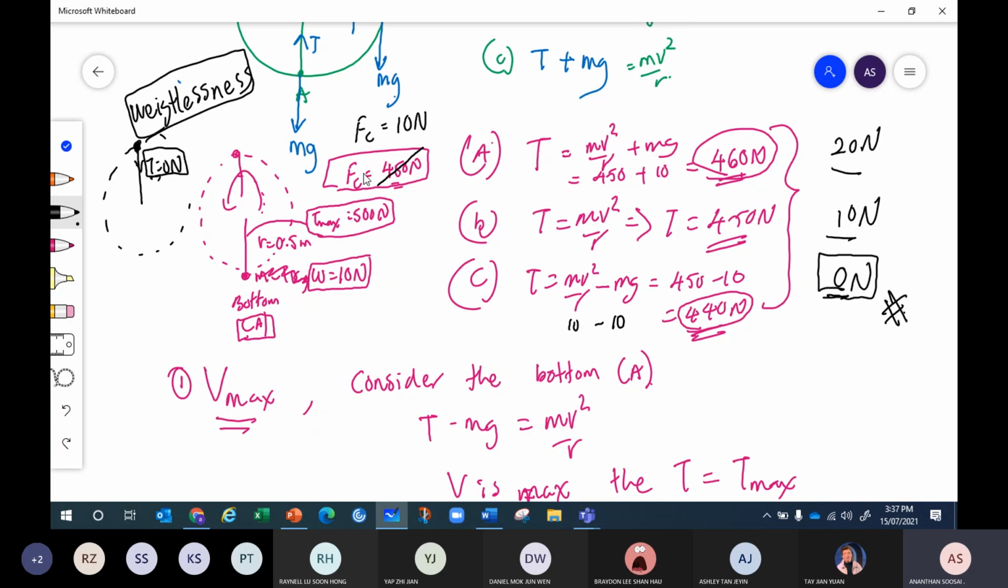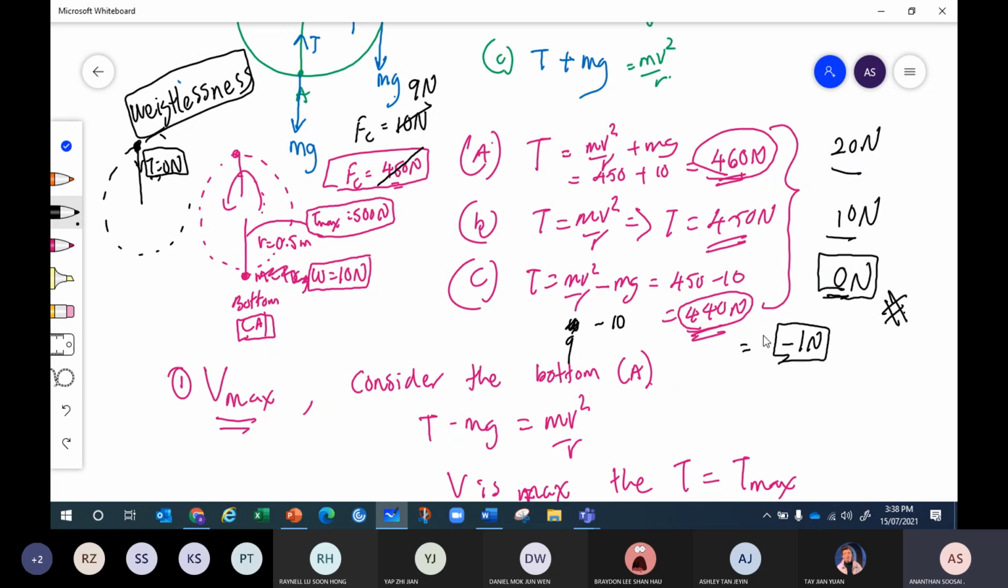Now, if your friend whirls it with a centripetal force of 10 Newton, and you make it 9 Newton, how do you make it 9 Newton? That means you slow down further. What will happen to the tension at the top? When the centripetal force is 10 Newton, now it becomes 9 Newton. What will the tension at the top be? 9 minus 10 will become what? Negative 1 Newton, right? The centripetal force is 9 Newton, 9 minus 10 will be negative 1 Newton.